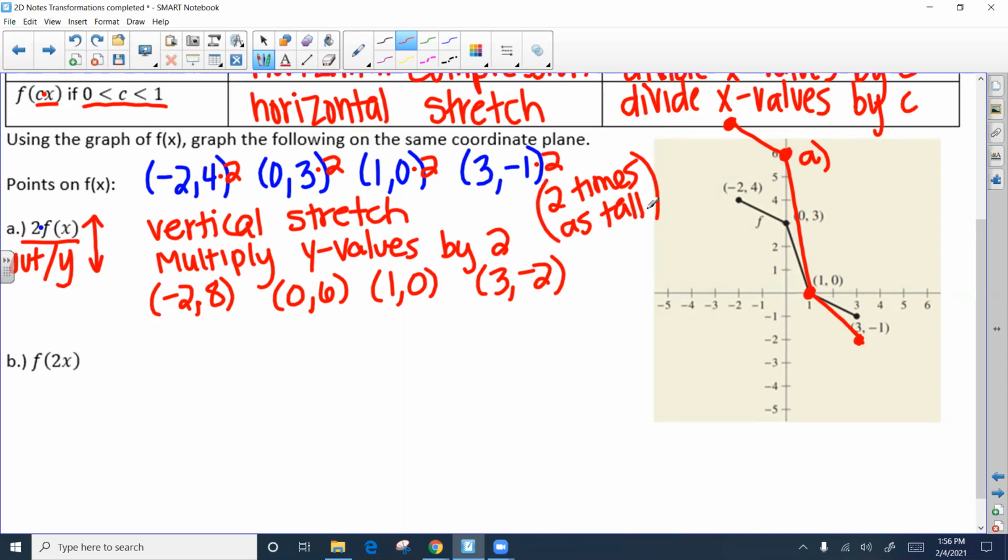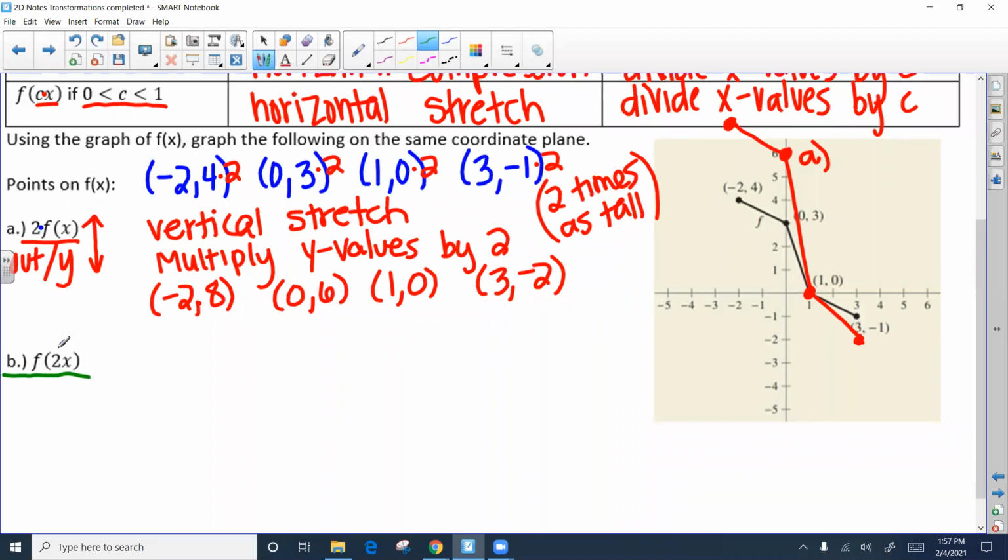Okay, so this one, a vertical stretch, multiplying by 2 made it 2 times as tall. All right, let's now look at B. I'm going to do B in a different color here. This one we have f of 2x.